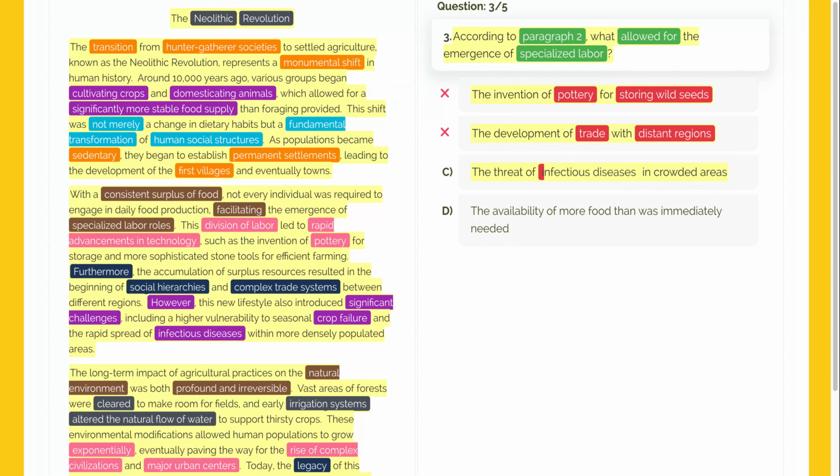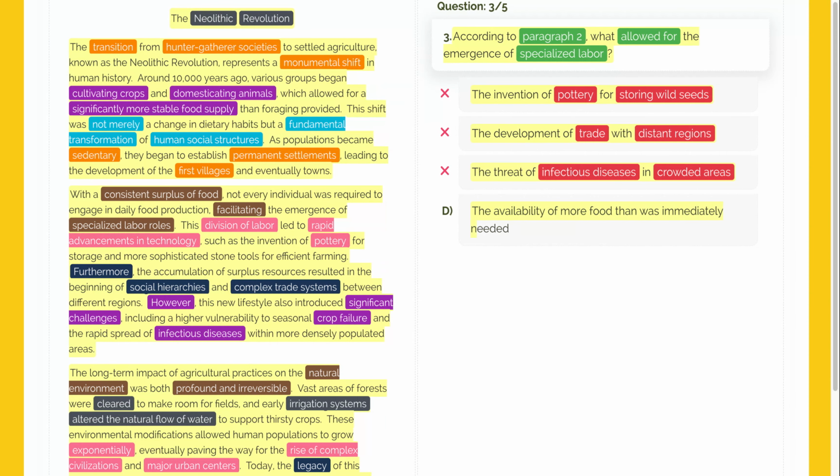Now let's examine option C, the threat of infectious diseases in crowded areas. This choice mentions infectious diseases in crowded areas. Paragraph 2 mentions infectious diseases as a challenge or a negative result of living in densely populated areas. Disease certainly didn't help create specialized labor. This is a negative outcome, not a facilitating factor. This option is incorrect.